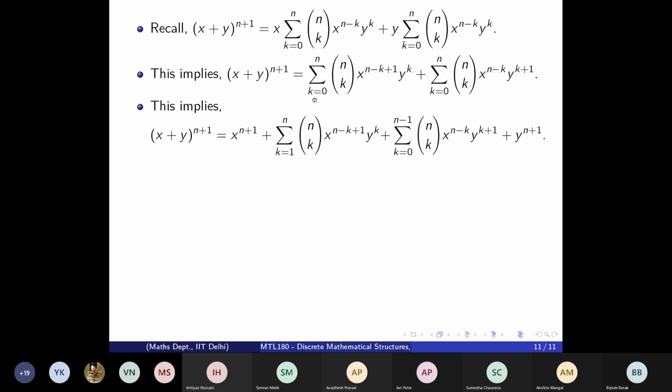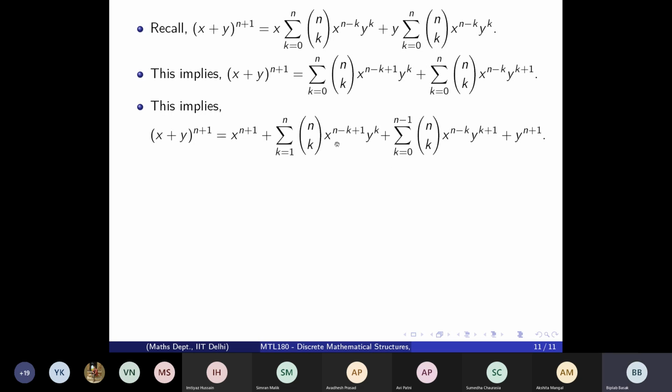So what we will do first, we will split this one. We take k equal to 0, then it will be x power n plus 1. Then instead of 0 to n, we write 1 to n and we will get this one. And here we write k equal to 0 to n and take k equal to n outside, that means y power n plus 1.